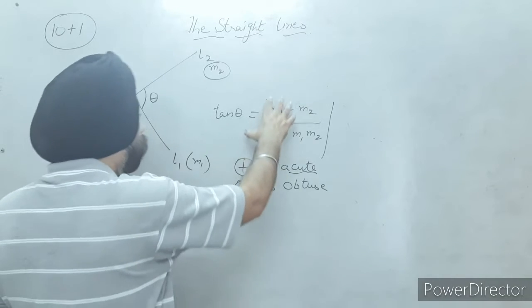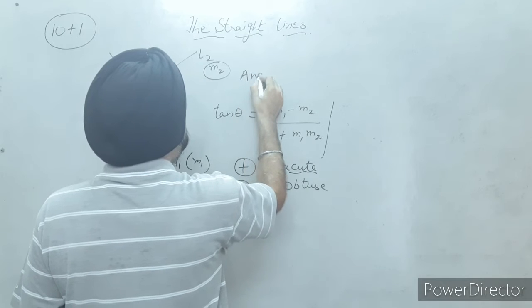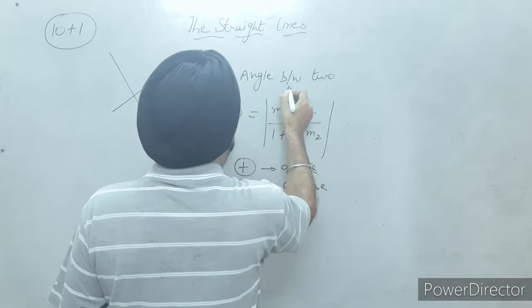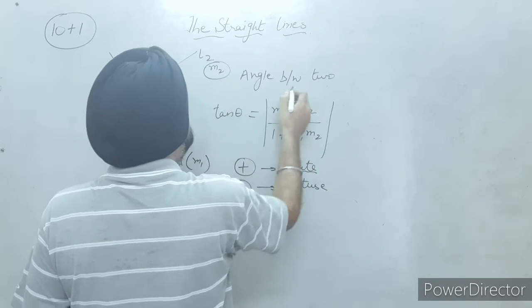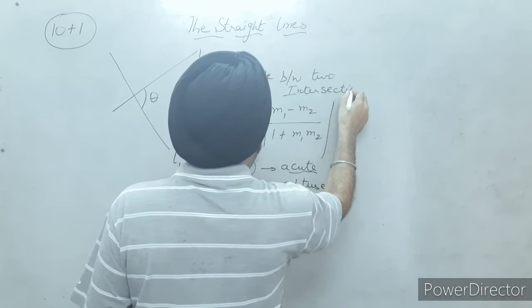But this is the formula to find the angle between two straight lines, or the angle between two intersecting lines.